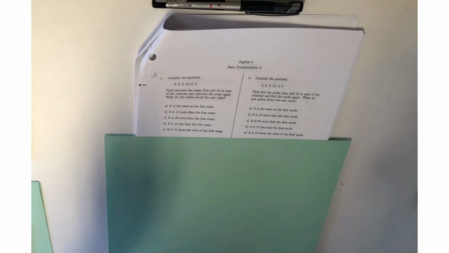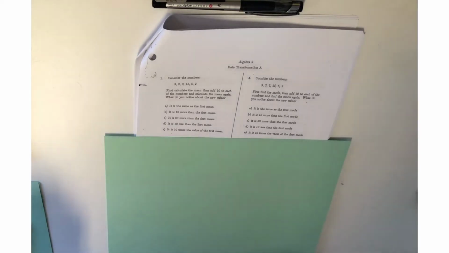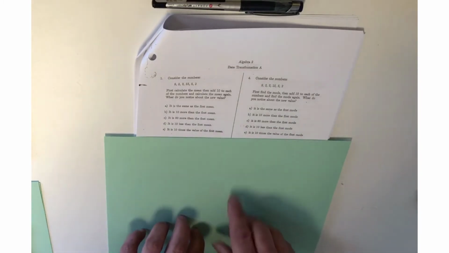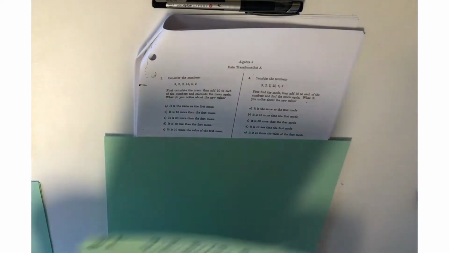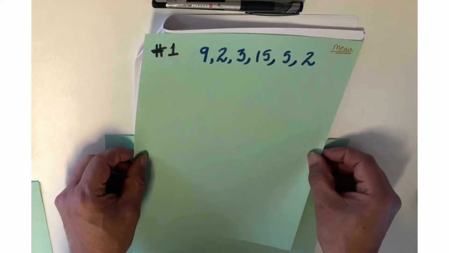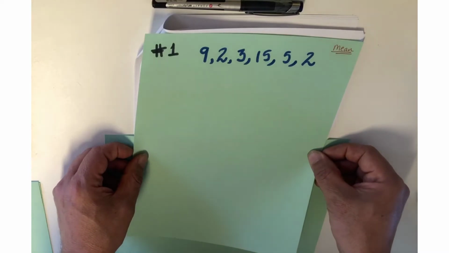It says that if I was to give you the values 9, 2, 3, 15, 5, and 2, they first want you to calculate the mean of these, and then they want you to add 10 to each one of these, and then answer one of these answers, A, B, C, D, or E, based upon what you notice about the values. So let me go this route.